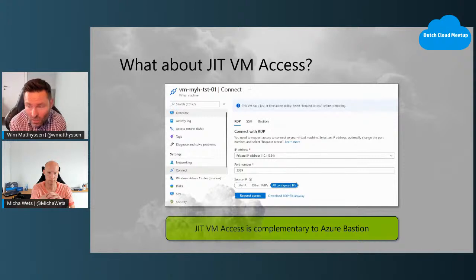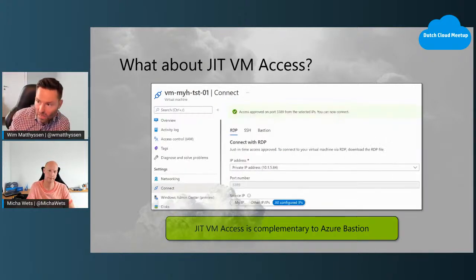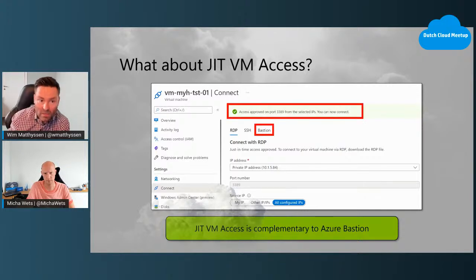You can also use JIT in combination with Azure Bastion. Good to know is that the request access button still is not available under the Bastion blade. So you first need to go to the VM blade and click on request access. If it's a Windows VM, of course, if it is SSH, you do it under the SSH tab. And then when the request is granted, you can see access approved. You can jump over to the Bastion blade and connect to your Bastion host like Micha showed you in the demo.